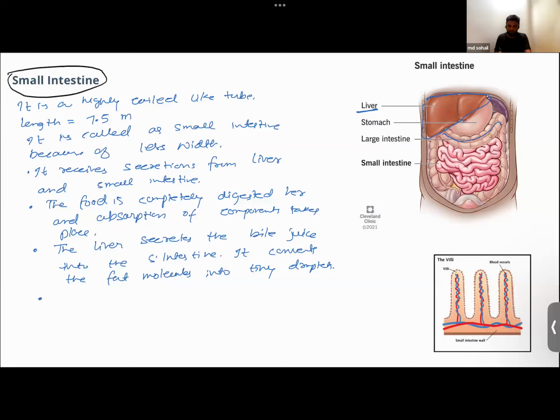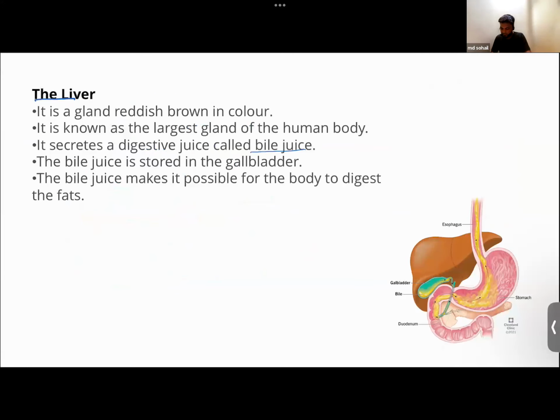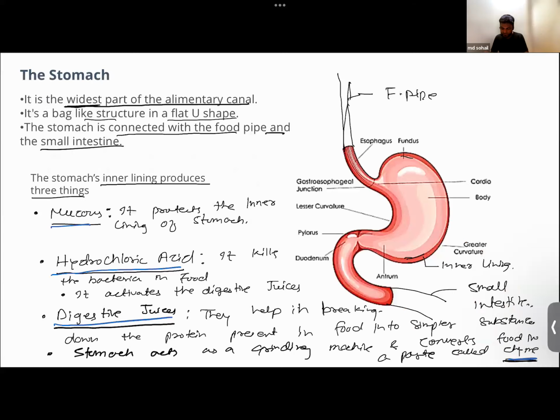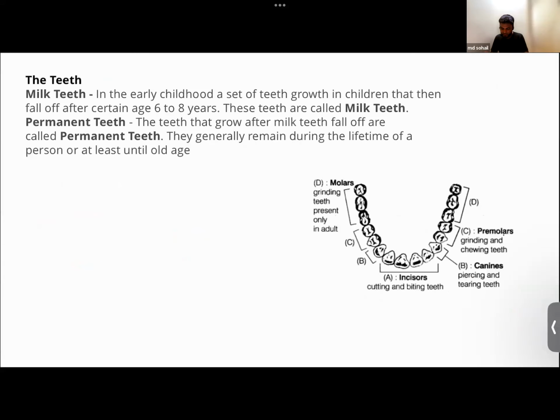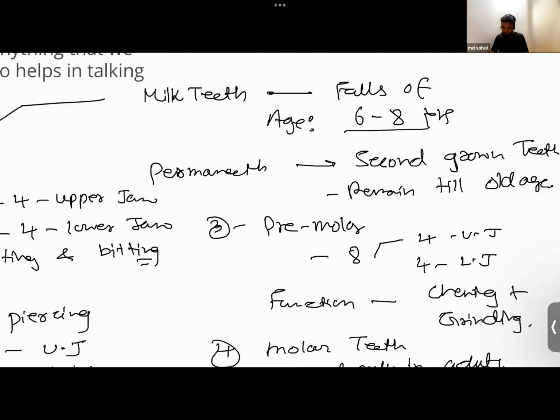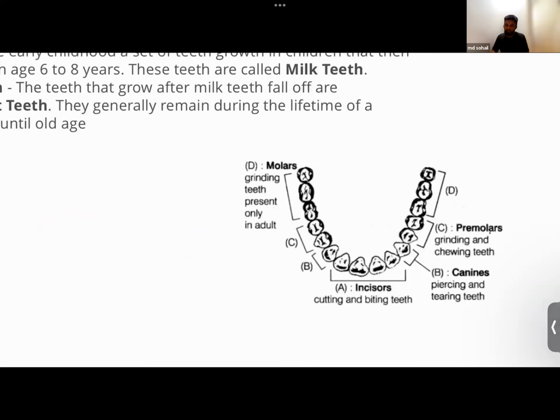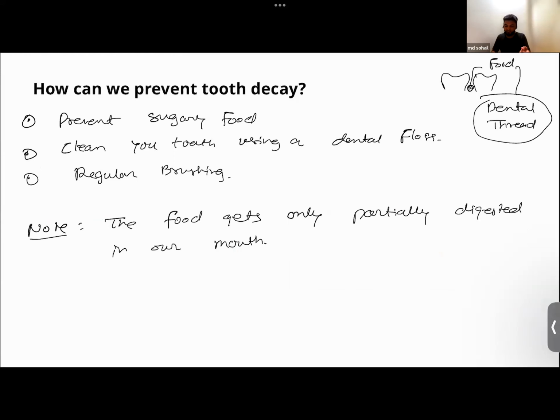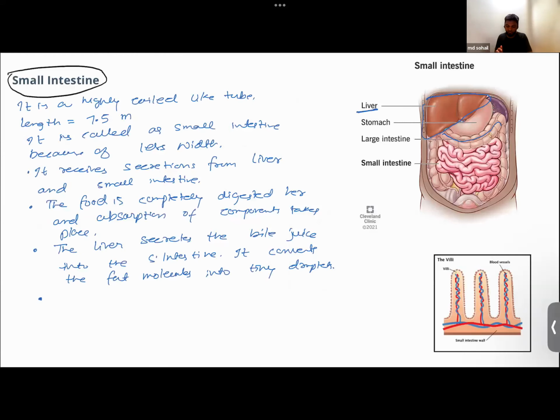Then what about the pancreas? The pancreas also secretes something into the small intestine. Do you guys know about this one? Let me see if I have a diagram of the pancreas. Sir, it gives out pancreatic juices, right? Yeah, that is correct. It gives out pancreatic juices. Actually, I'm looking for the diagram of the pancreas. Anyways, I don't have it over here. The pancreas is a cream colored gland. Its color is cream.